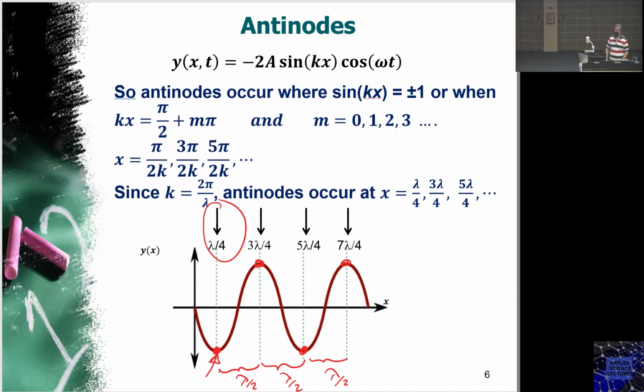Any question about the nodes and antinodes in our standing wave function? Questions?